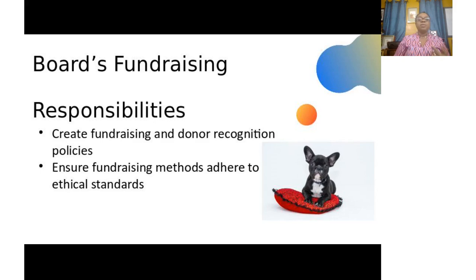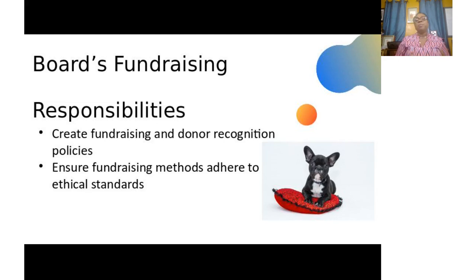The board fundraising responsibility, amongst all the other things we just spoke about, is also to create fundraising and donor recognition policies and ensure fundraising methods adhere to an ethical standard. In order to fulfill its fundraising responsibility, the board first defines the context for fundraising. It does this by clarifying the organization's mission. So we're going back to the mission, supporting its stability, identifying its leadership, approving its budget, planning, all those things that we just talked about.